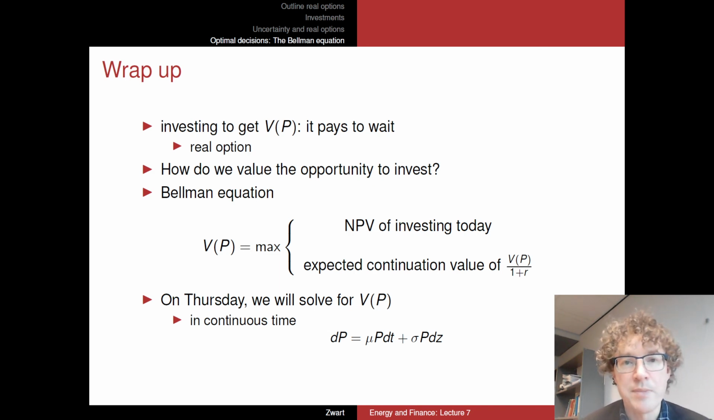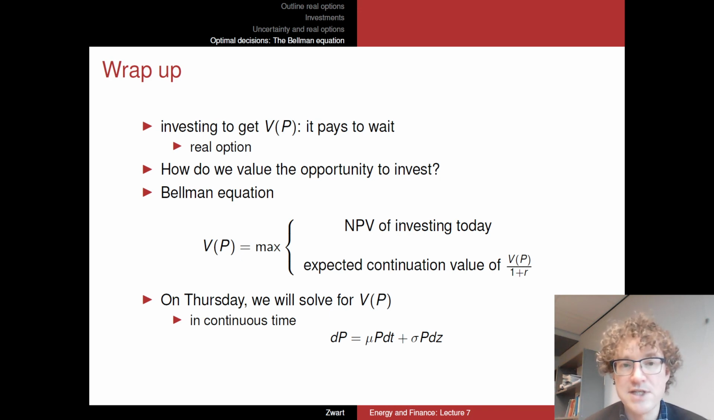So let me just wrap up what we did today. We figured out that you might invest to get some project, but sometimes it might actually pay to wait a bit, in particular when this P is moving up and down in an uncertain way. So this project itself is a real option. There's some decision that you might want to take based on what this uncertain price is doing, just like you might wait with exercising your call option until the stock price is high enough. And then the question was, how should we value that opportunity to invest?